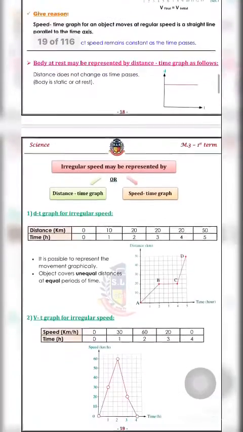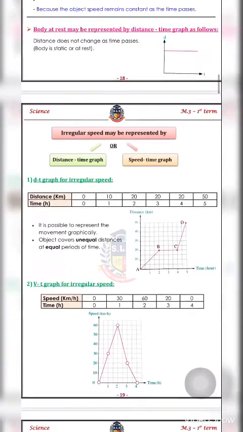And we studied also the irregular speed, which is represented by also 2 types of graphs, which is distance time graph and speed time graph. And both of them have irregular shapes. So we don't have to memorize the shape of the graph in the irregular speed, because both of them are irregular shapes.